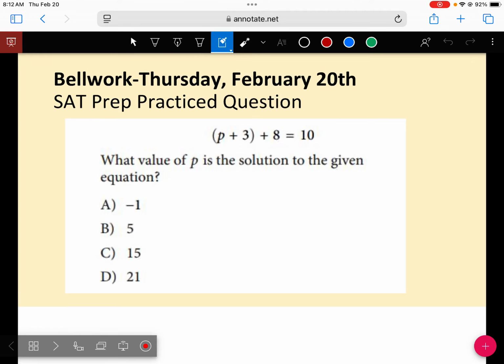Where are my juniors? Raise your hand if you're a junior, class of 26. All right, you're all taking your SAT on March 6th.